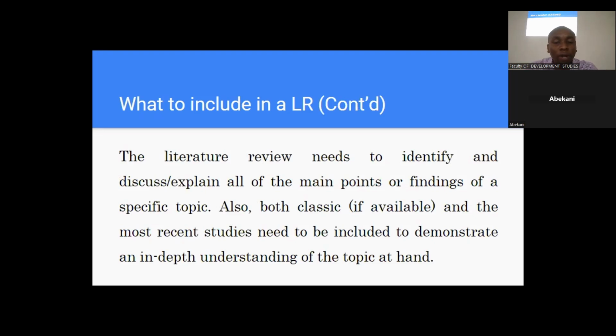So the literature review needs to identify and discuss or explain all the main points and findings of a specific topics. Okay? Also, both classic, if they are available, and the most recent studies need to be included to demonstrate an in-depth understanding of the topic at hand. So here also, you can include classic studies. Classic means very old studies. For example, there is a researcher in 1994 who found this. Even though it's many years ago, it's better to include it. But also, don't only rely on the classic research, because the research keeps growing. Every single day, scholars keep adding on the literature. So you should also discuss the most recent.